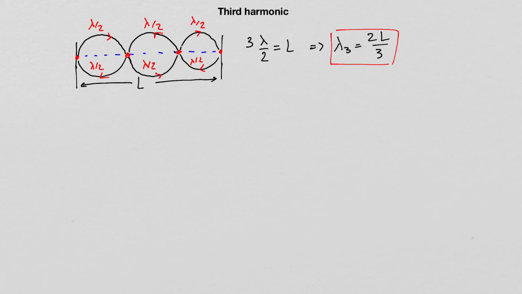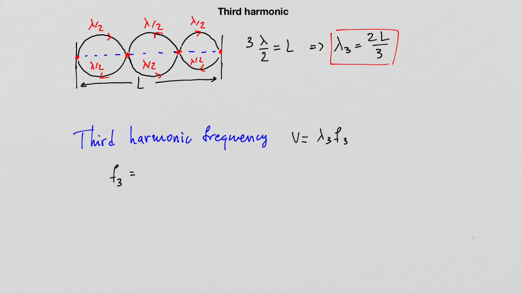Now let's do the third harmonic frequency. For the third harmonic frequency, again, we use the relationship between the speed of the wave, the wavelength, and the frequency of the wave. So V is equal to lambda 3 times F3. So the third harmonic frequency, F3, is equal to V divided by lambda 3. Or this is equal to 3 times V divided by 2L. So the third harmonic frequency is 3V divided by 2L.